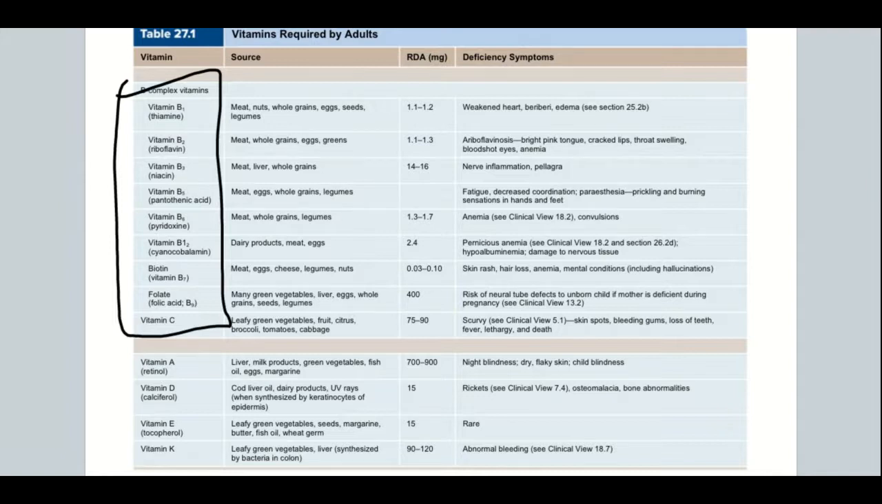If you look at the table in your book, it says water soluble here.